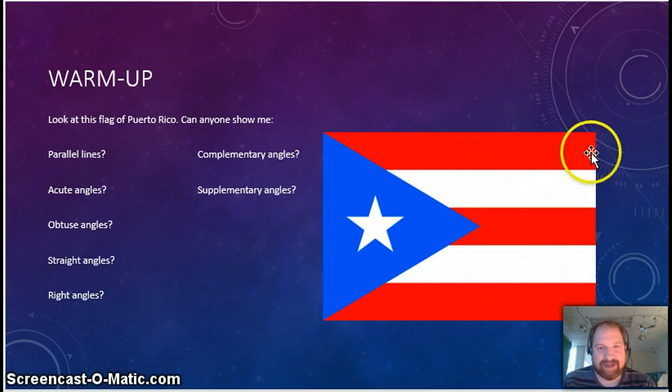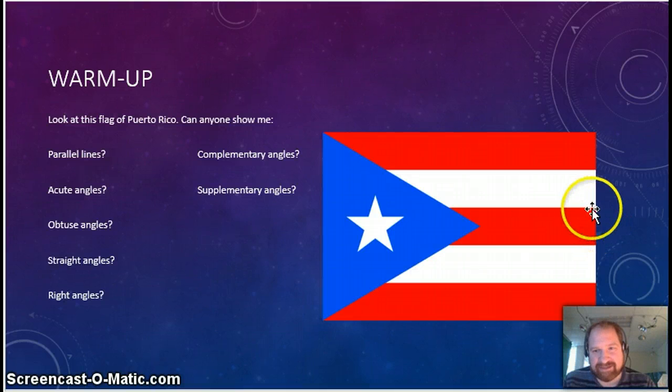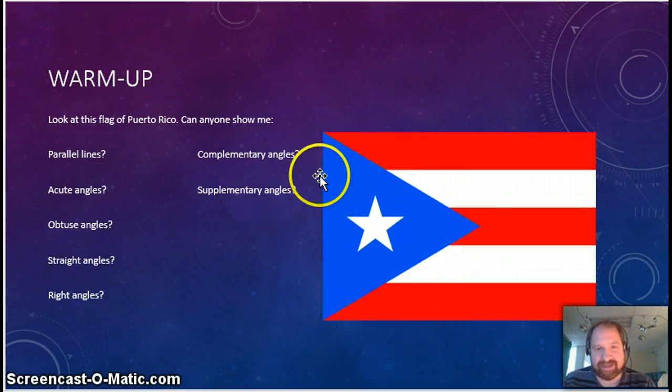Do we have parallel lines? Yep, right here they go across. Acute angles, those are going to be under 90 degrees. Obtuse angles, those are going to be more than 90 degrees. So here to here, obtuse. Straight angles, yep, each one of these lines here. Right angles, each corner is a right angle.